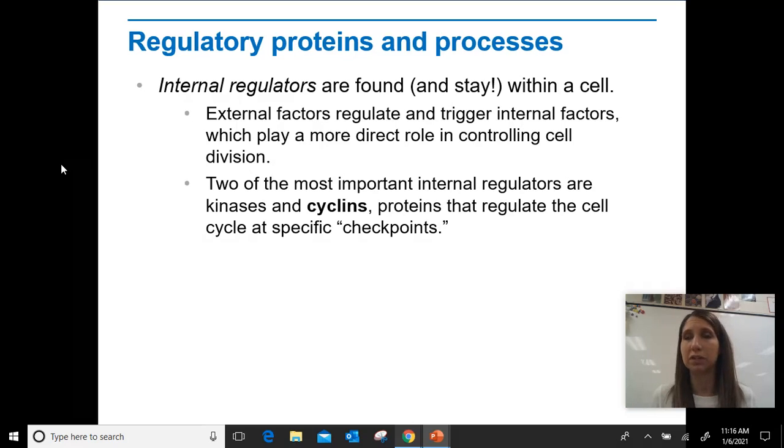They may be proteins that are created if there are errors in things like DNA replication, if organelles aren't copied properly, if the cell hasn't grown enough, and so on. So these are going to be the most direct influencers in terms of really making sure a cell is doing the right thing and only dividing when it's most needed. Okay.